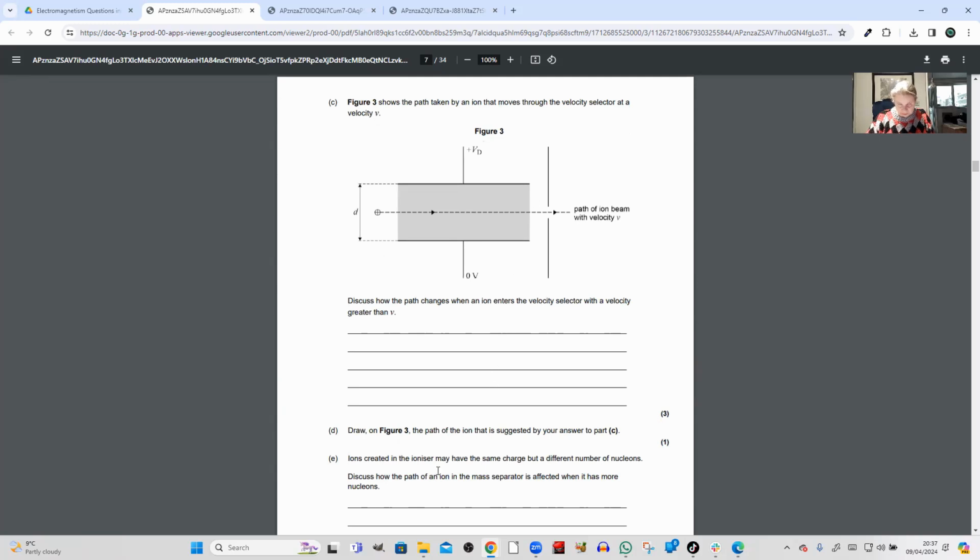So this is a close-up diagram of the velocity selector. And there is a magnetic field which is affecting this beam of positively charged ions as well. Okay, so it says, discuss how the path changes when an ion enters the velocity selector with a velocity greater than v. So what we've got to do is think about what's going on in order to get a particle to go in a straight line. Okay, I have just told you that a particle here is going to feel a force downwards. A positive particle will feel a force downwards.